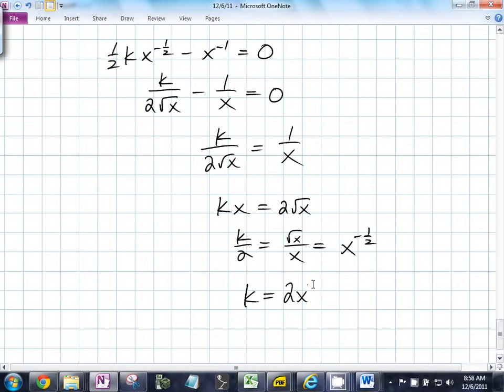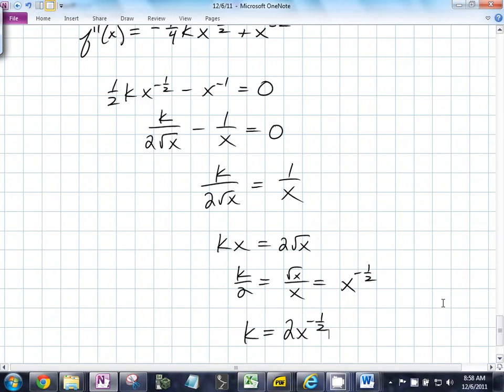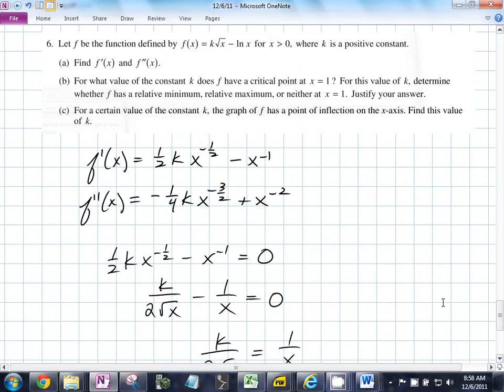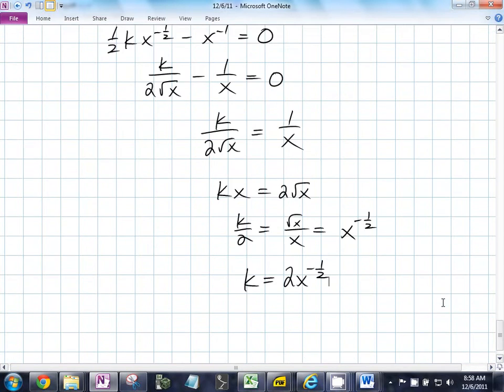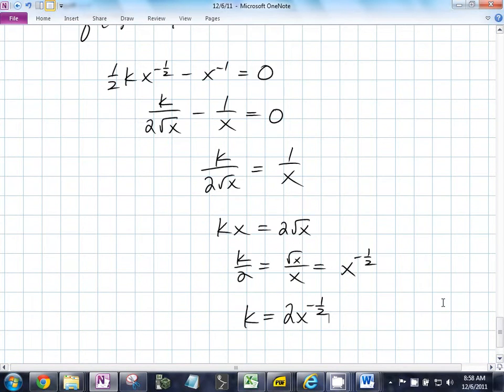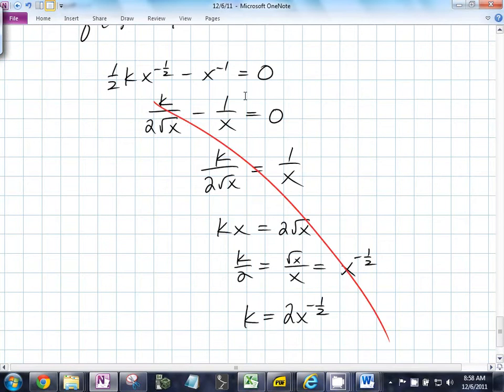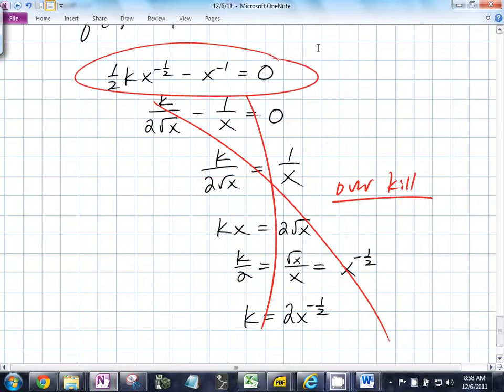Oh, did I miss something here? Yeah, x equals 1. So we want this derivative... Oh, so do we have to do any of that hard stuff? No, this was total overkill. This right here, you want equal to 0 when x is equal to 1. When x is equal to 1, you end up with 1/2 k minus 1 equals 0. So we get 1/2 k is equal to 1, so k is equal to 2.